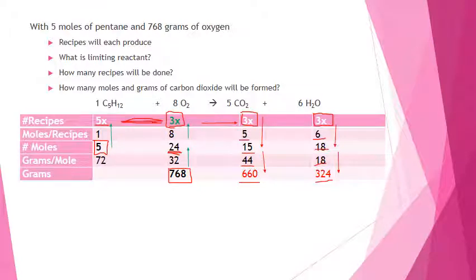Okay. And our limiting is oxygen. The pentane is what we call excess because you have more than you need. So we have your limiting and your excess.